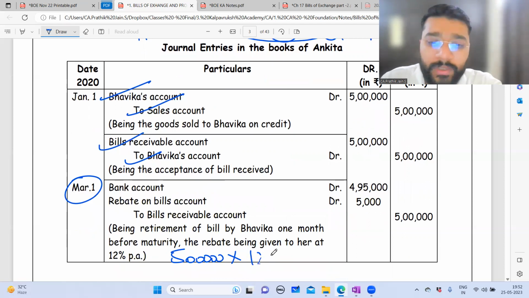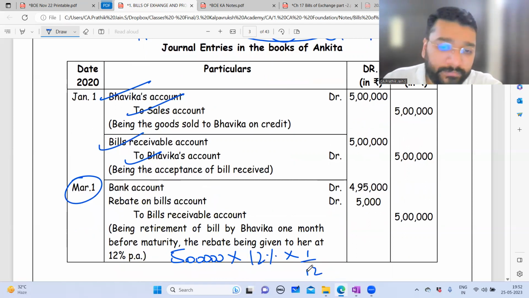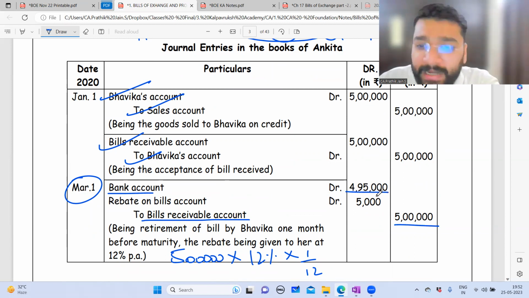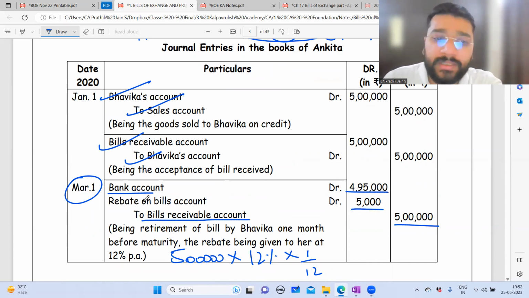5 lakh into 12% into 1 by 12. So that is 5,000. So the bill you are settling, you're giving the bill worth 5 lakh, against which you're receiving only 4,95,000. So the remaining 5,000 you're not receiving is the loss.